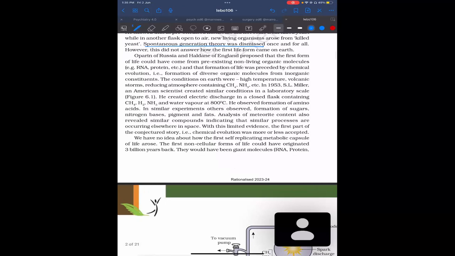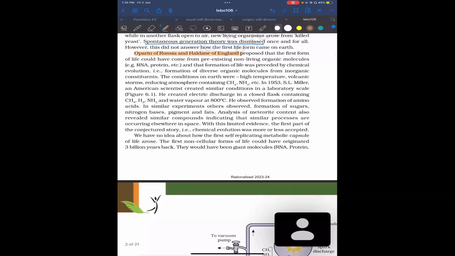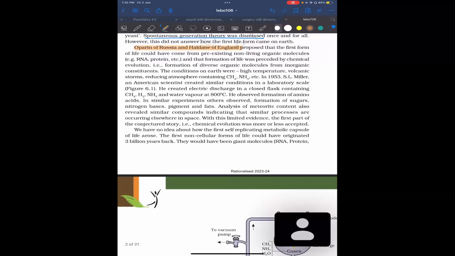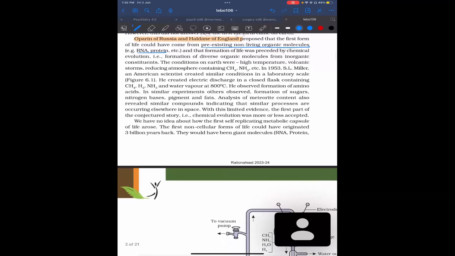Then came, this is very commonly asked, Oparin of Russia and Haldane of England. And then they proposed that the first form of life could have been from pre-existing non-living organic molecules. That is RNA and protein. This is also very commonly asked in the entrance examinations.